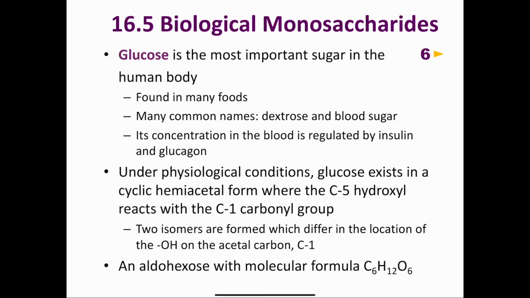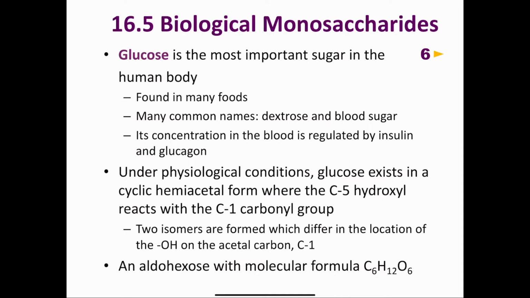Glucose is the most important sugar in the human body. It is found in numerous foods and has several common names, including dextrose, grape sugar, and blood sugar. Glucose is broken down in glycolysis and other pathways to release energy for body functions.